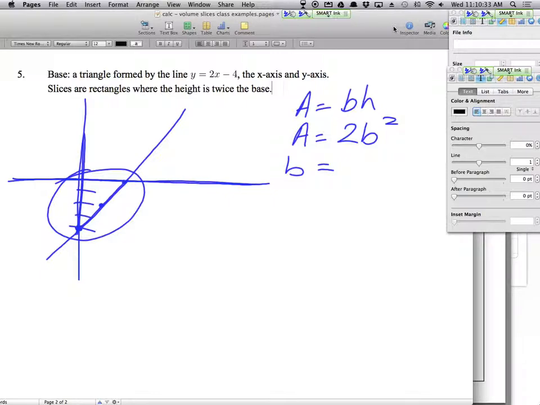What is b? One distance. Top minus bottom. So 0 minus that, so it's going to end up being negative 2x plus 4, or 4 minus 2x. Everybody okay with that? Once I know what b is, then what do I do? Plug it back in.